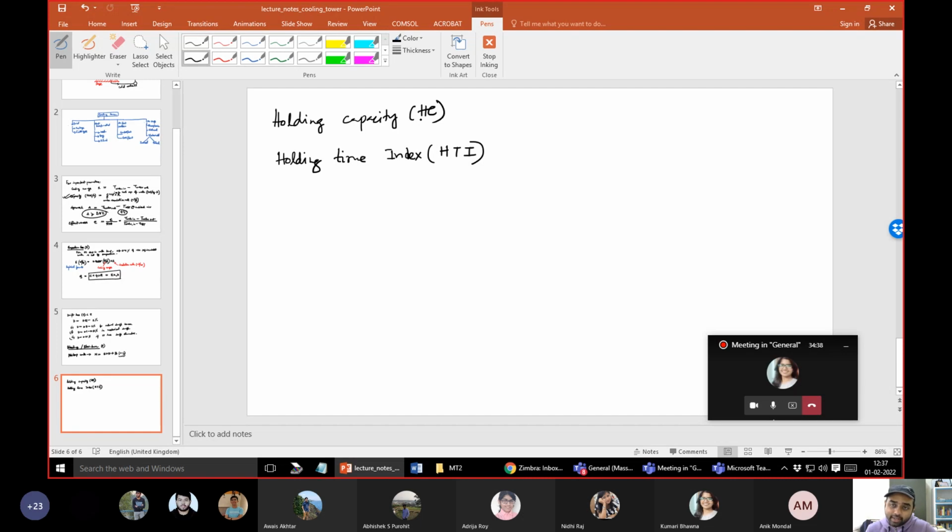So typically this holding time index, HTI, is represented like this. And the way the concentration will reduce is by the use of makeup water. The volume of the makeup water depends on how much loss you have due to the bleeding, due to the drift, and due to the evaporation. Sorry, so this should also include the evaporation. So this is essentially the makeup water volume.